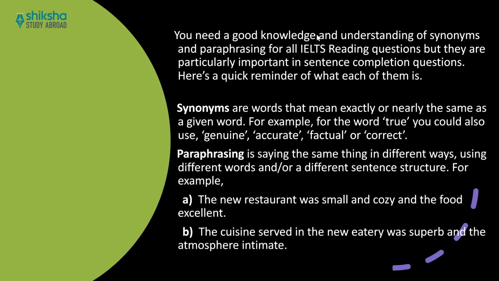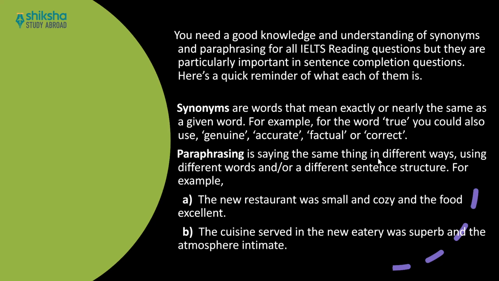So you need a good knowledge and understanding of synonyms and paraphrasing for all IELTS reading questions, but they are particularly important in sentence completion questions. Okay, so here is a quick reminder of what each of them is. Synonyms are words that mean exactly or nearly the same as a given word. For example, for the word true, you could also use genuine, accurate, factual, or correct. So these are 4 of the synonyms. Just to tell you what synonyms are, let's see what paraphrasing is.